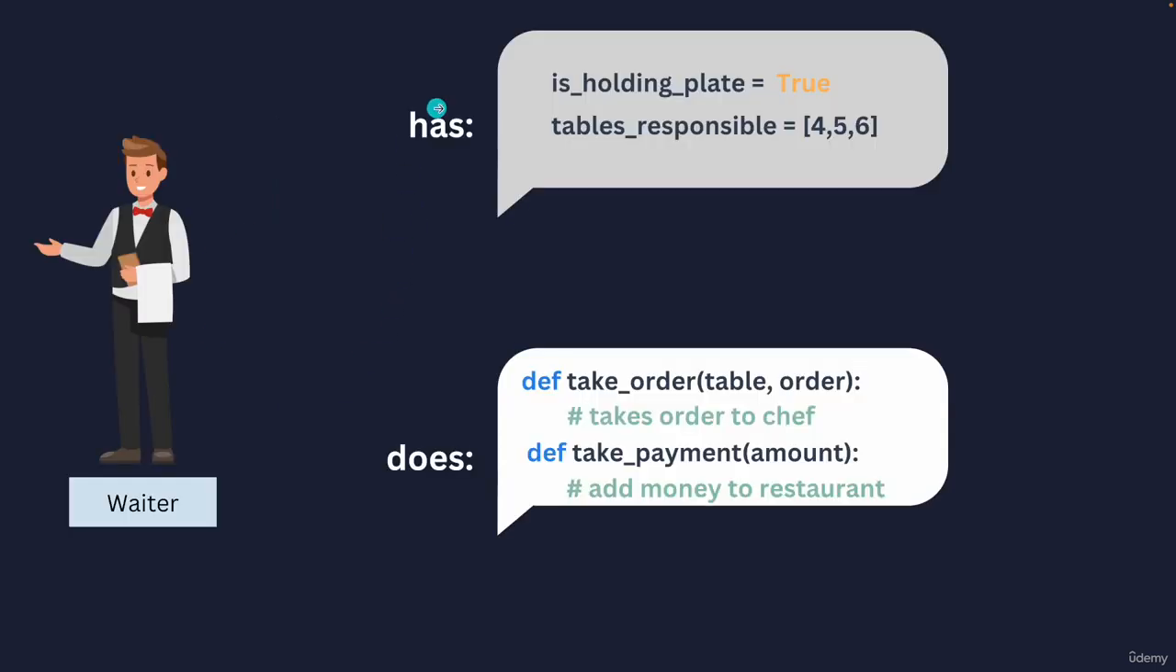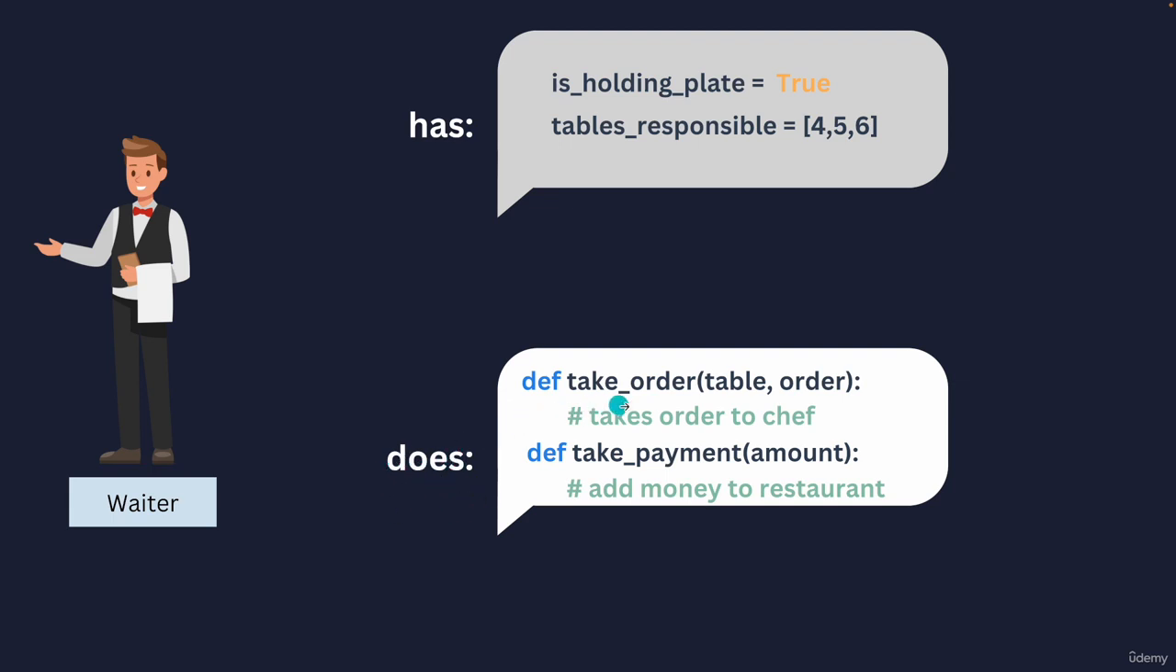Our waiter has something and does something. Our waiter is holding a plate. So this is a variable, right? Again, a very simple thing. It's a Boolean variable, and the variable is holding plate equals true. So this is basically what our waiter has. It's holding a plate, and another value that it has is the tables they're responsible for, so 4, 5, 6, for example, in this case. So this is what they have, or it has, right?